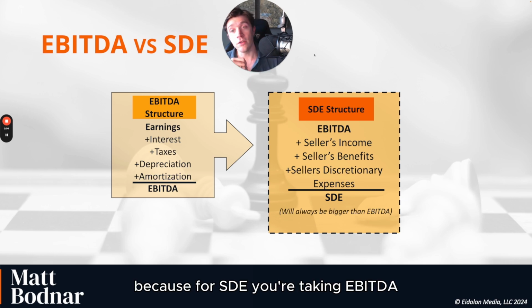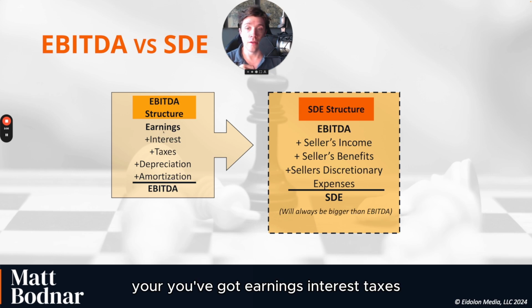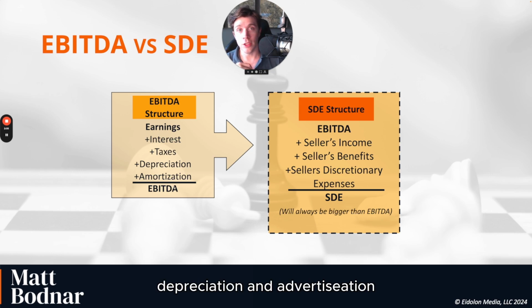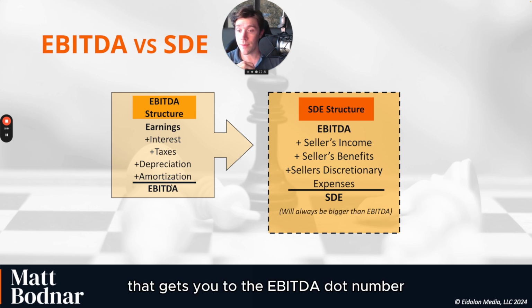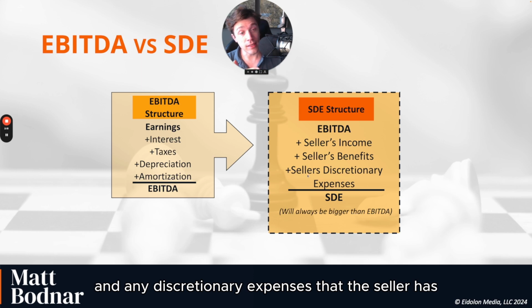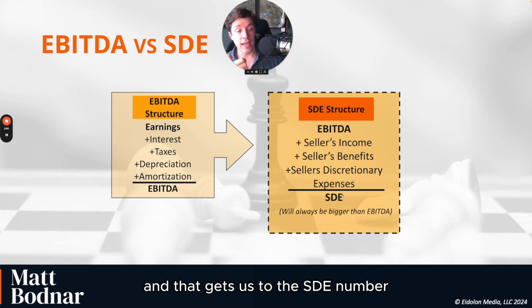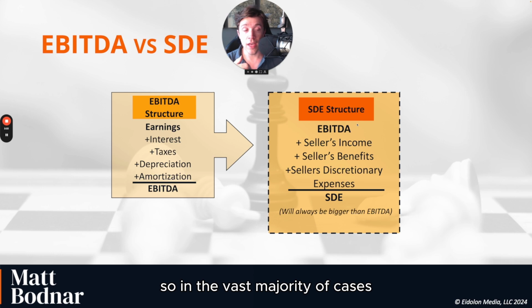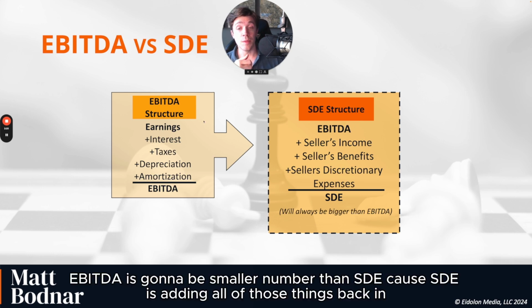Because for SDE, you're taking EBITDA, you've got earnings, interest, taxes, depreciation, and amortization. That gets you to the EBITDA number. And then we add in the seller's income, any benefits associated with the seller, and any discretionary expenses that the seller has, and that gets us to the SDE number. So in the vast majority of cases, EBITDA is going to be a smaller number than SDE because SDE is adding all of those things back in.